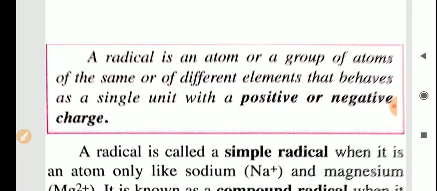Both are the same. The definition is: it is an atom or group of atoms containing the same or different elements that behaves as a single unit with a positive or negative charge. No need to write this big definition. You can write it in the simplest way like this. A radical is an atom, for example, H plus, an atom containing a charge.